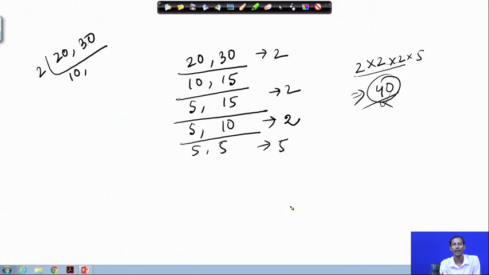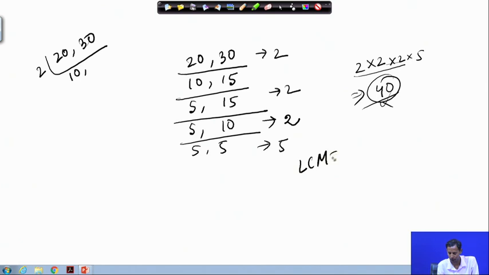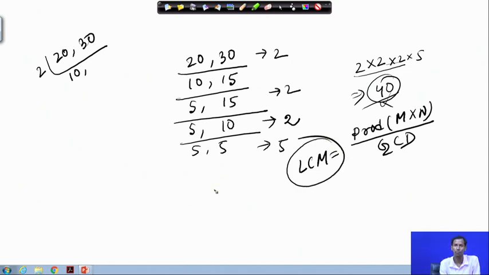If I want to calculate the LCM, at that time I have to design another algorithm to find it. And how can I do that? Because what does LCM mean? LCM means the product of m and n divided by the GCD. So how can I find the LCM from this particular circuit?